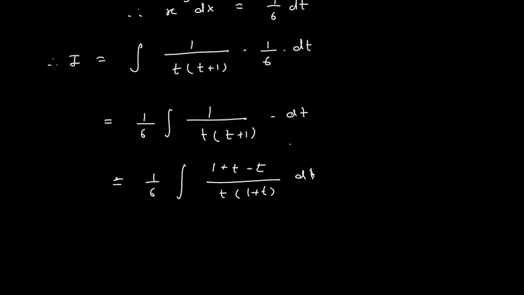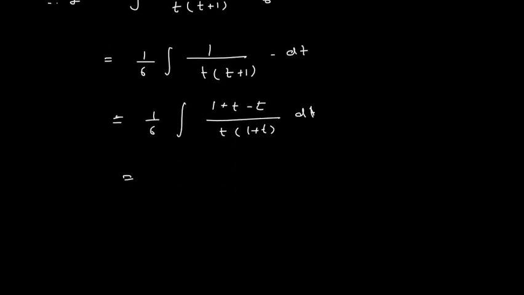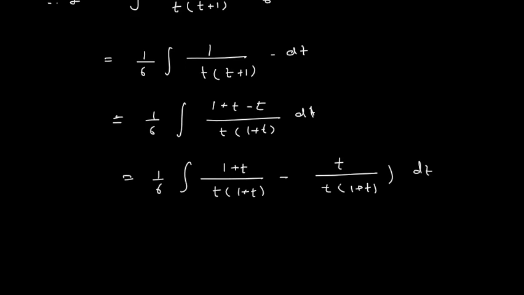And then we suitably separate this numerator by denominator. It becomes 1 upon 6. Here we take this 1 plus t together. So it will become 1 plus t upon t into 1 plus t, minus t upon t into 1 plus t, into dt. Now this 1 plus t and this 1 plus t will cancel, and here this t and t will cancel. So you have 1 divided by 6, into 1 divided by t minus 1 divided by 1 plus t.